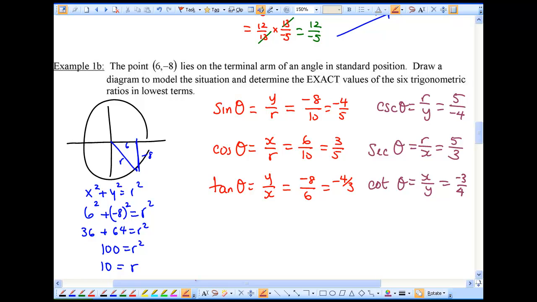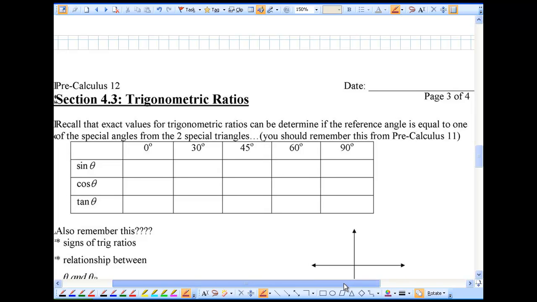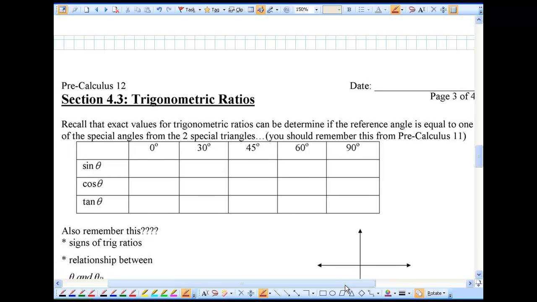Okay, feeling good about these reciprocal trig ratios? All right. Let's move on to page 3. We're going to do some more review of grade 11 stuff and just add in this new stuff with the reciprocal trig identities and also those angles measured in radians. Hopefully you remember the exact values for trig ratios, and if you don't, go look back at your pre-calc 11 notes. These come from the special triangles. Those are actually in section 4.2, so you can go back there and look at them too.